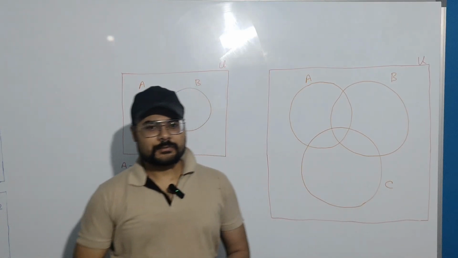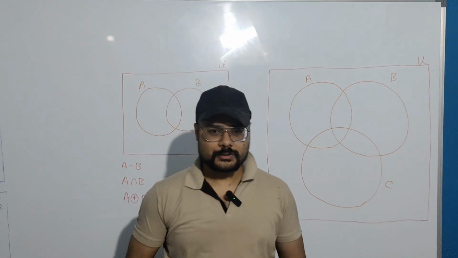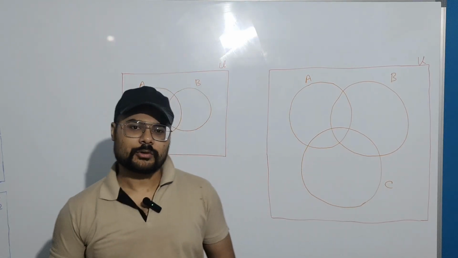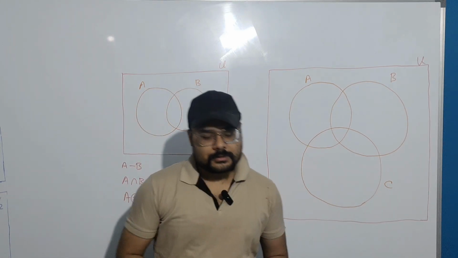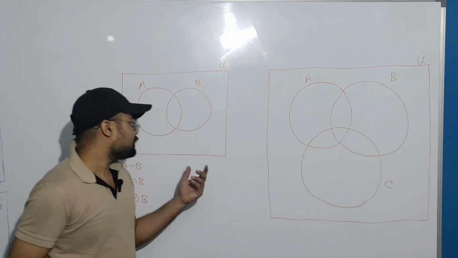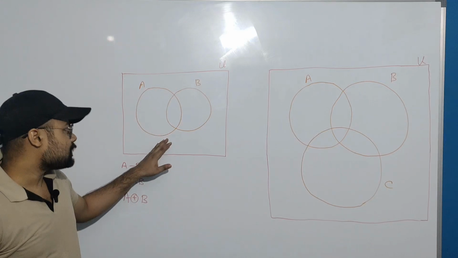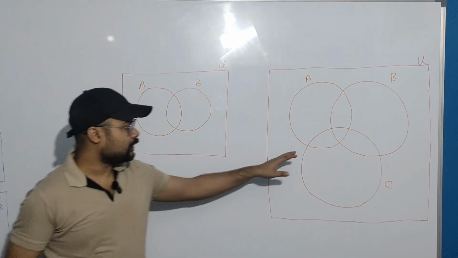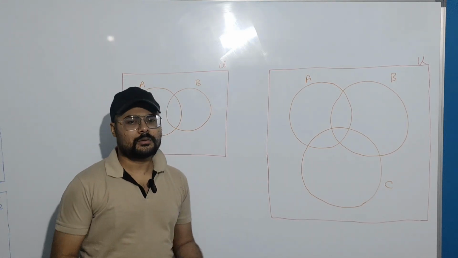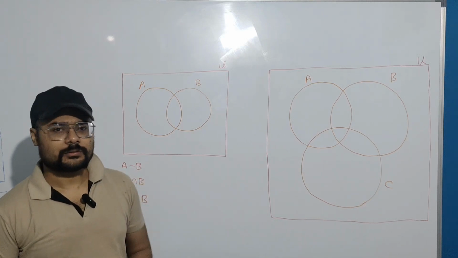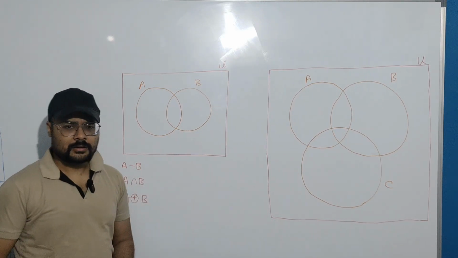This is probably the last video covering the fundamentals of sets. In the next video, we will start with relations. In this video, we will see once again the arbitrary two sets using Venn diagram and arbitrary three sets using Venn diagram, and how to write some set formula just by looking at the Venn diagram.